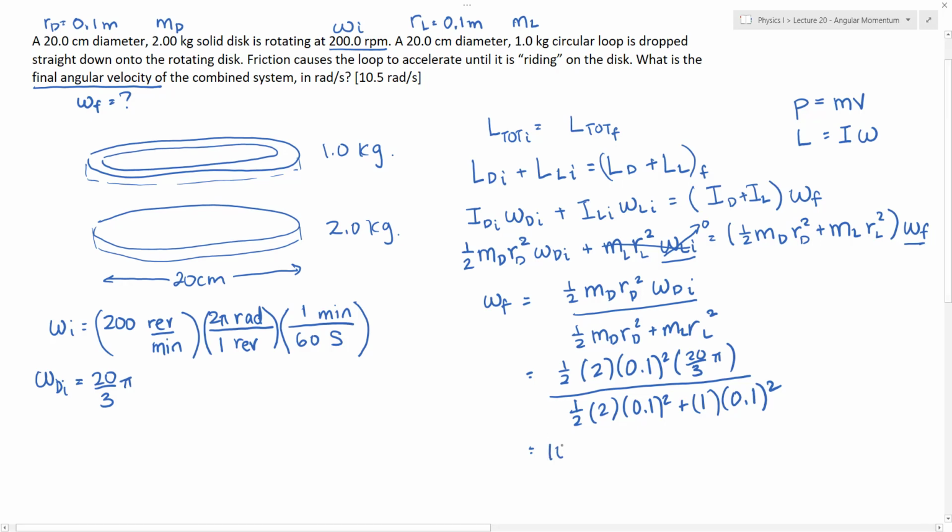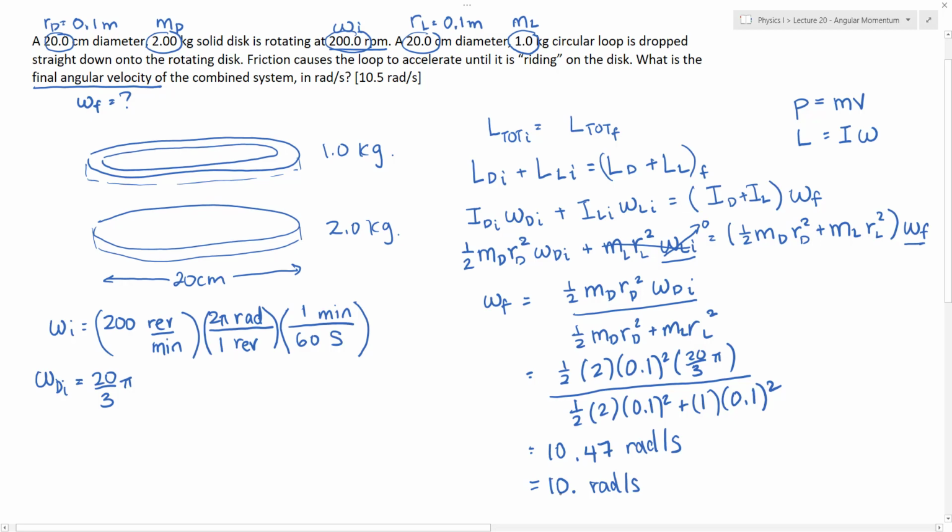And I get 10.47 radians per second. It's omega, angular velocity, and everything was in SI units, so my answer is going to be in SI units. Let's look at the number of significant figures. We have 3, 3, 4, 3, 2. So our answer should just have 2. So I'm going to round that to 10. radians per second. I put the decimal after the 10 to show that the 0 is actually significant.